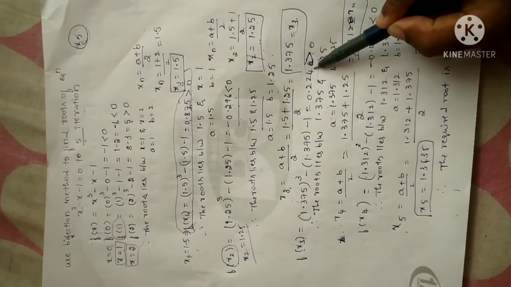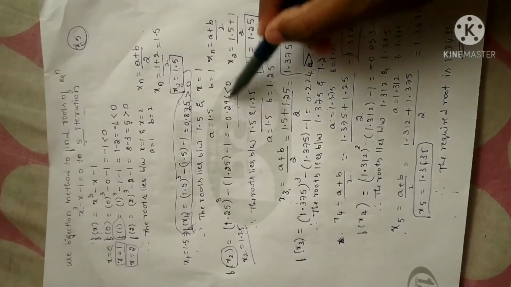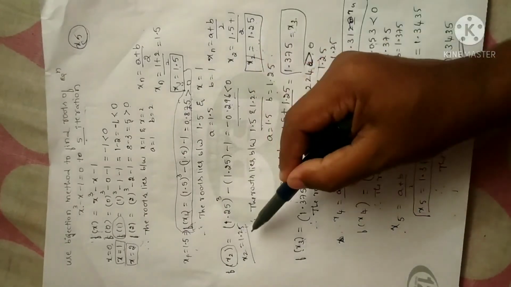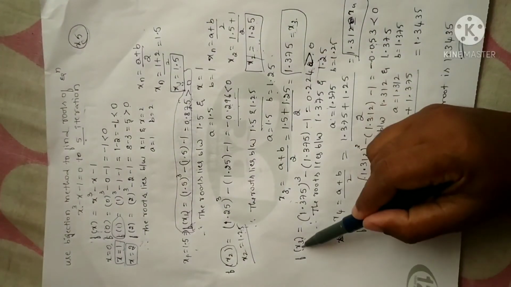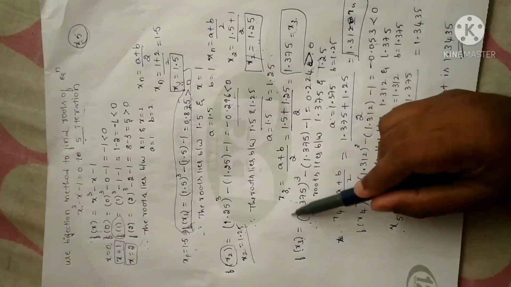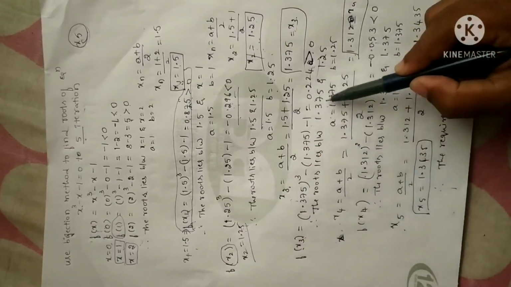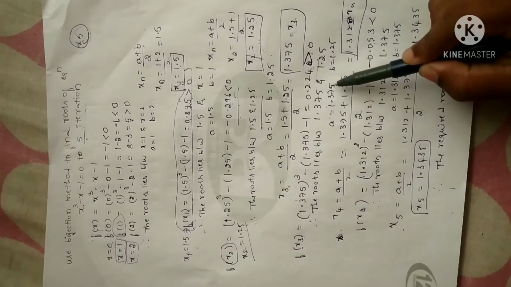Now since we have a positive value, we have to look for the negative value in the previous step. The previous step is f of x2, where I have a negative value when x2 is 1.25. Here I have a positive value when x is equal to 1.375. x3 is 1.375 and x2 is 1.25. Therefore, the root lies between 1.375 and 1.25.